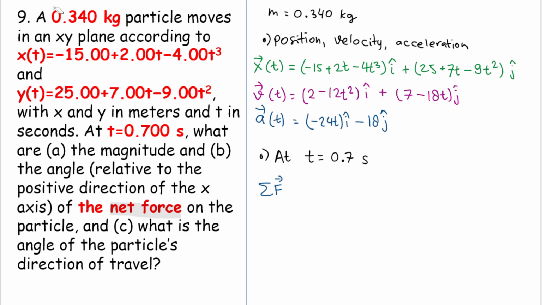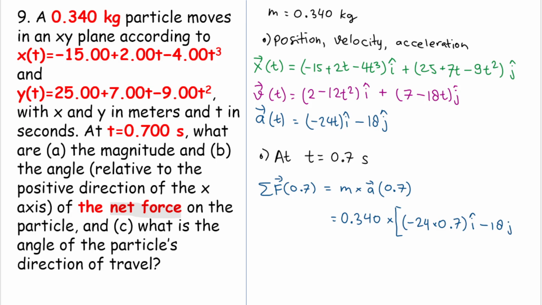So we will have sigma F at 0.7, and that will be the mass times the acceleration, but this time at 0.7. Now, what is the mass? 0.340, okay, sorry about that. And then we will have the vector of acceleration here. So we will have minus 24t, but our t is 0.7, so we'll have 0.7, and this is on the i direction. And on the y direction, it does not depend on t, so I'll have minus 18j here.